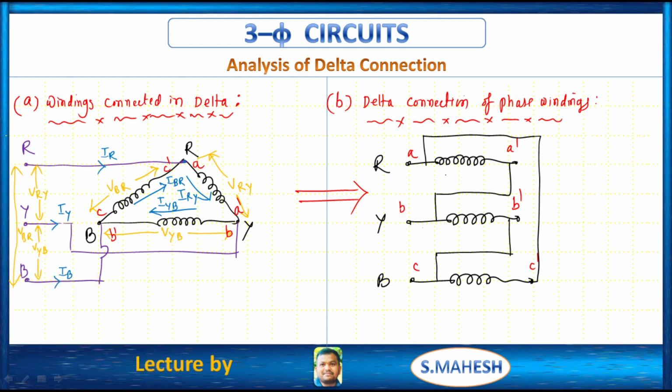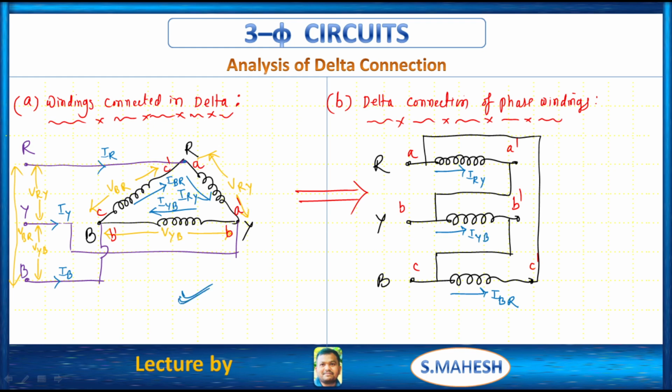Between R and Y we have what? I_RY. Between Y and B we have I_YB. Between B and R we have I_BR. That's it. Clear? So these are the phase windings which are connected in delta manner. That is, the source is nothing but a three-phase alternator. So in that three-phase alternator, the three windings are connected in delta manner, whether it is star or delta.